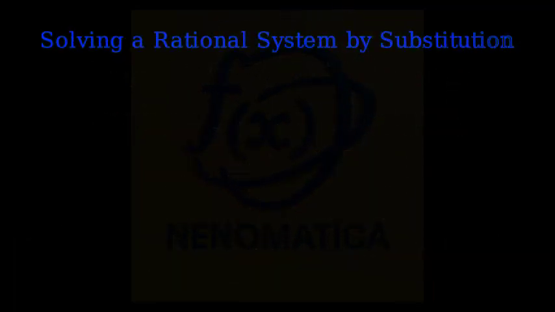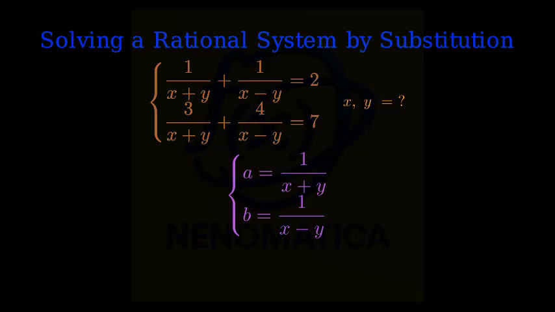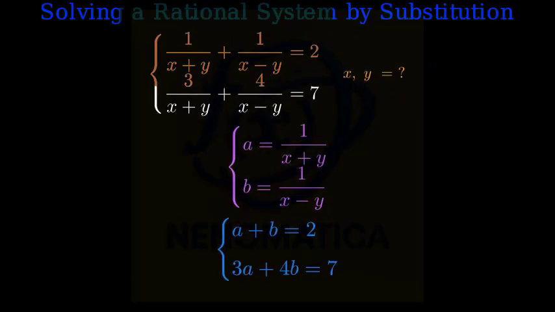Example: we will solve a two-equation system that uses reciprocals. Here is the given system. Notice each equation contains the expressions 1 over x plus y and 1 over x minus y. Our plan is to make a clean substitution to turn this into a simple linear system. Step 1. Let A be 1 over x plus y, and let B be 1 over x minus y. Using these definitions, the original system becomes a simpler pair of linear equations in A and B.